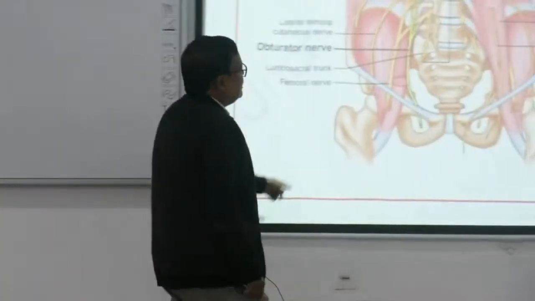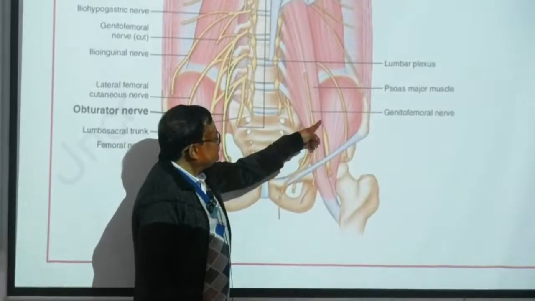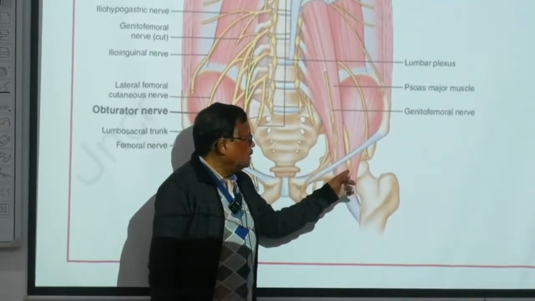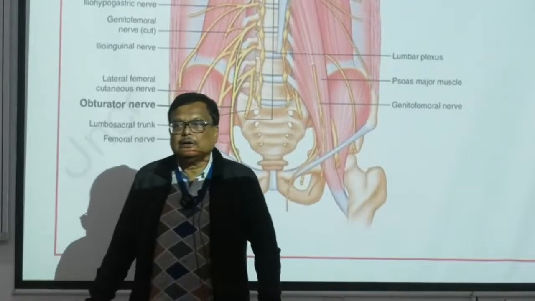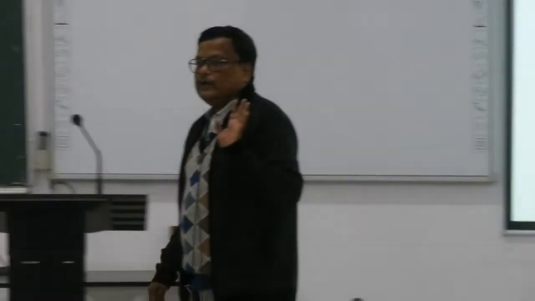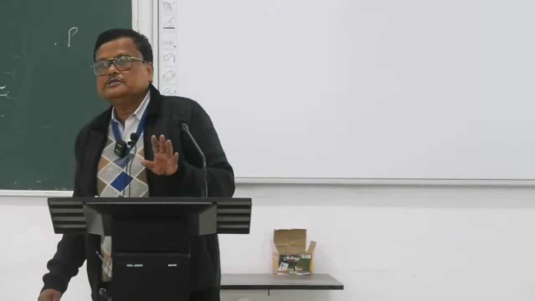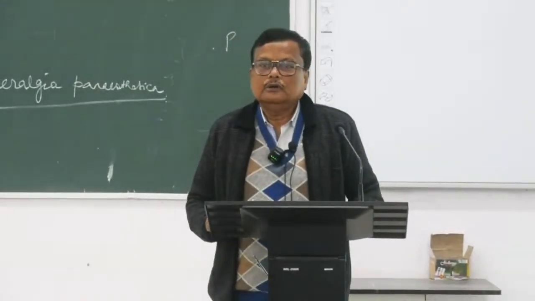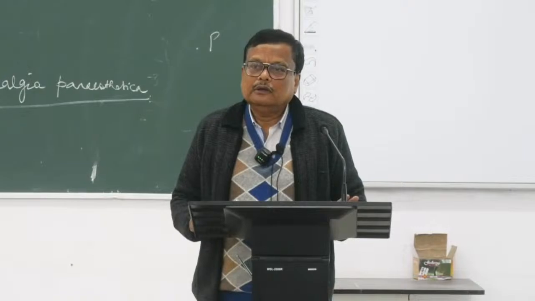Important. So it comes out from the psoas major muscle, enters the thigh and supplies the medial aspect muscles and the medial aspect of the thigh. So that is the obturator nerve. So these are the important branches of the lumbar plexus.